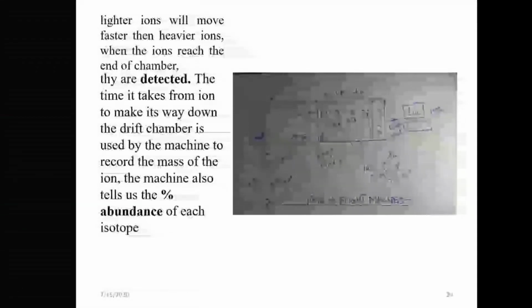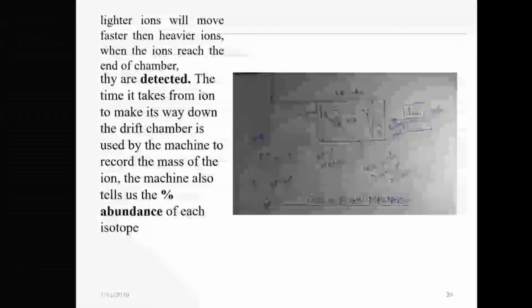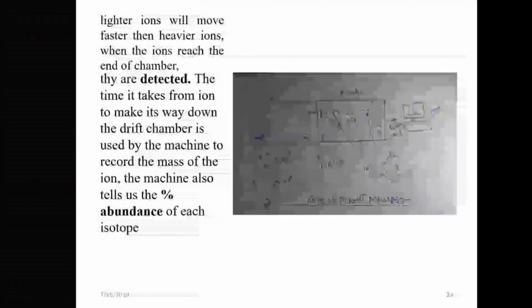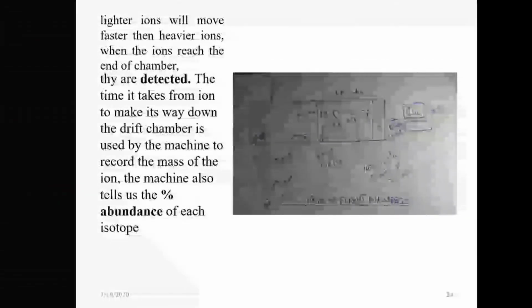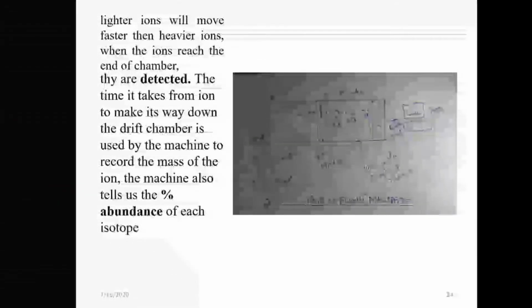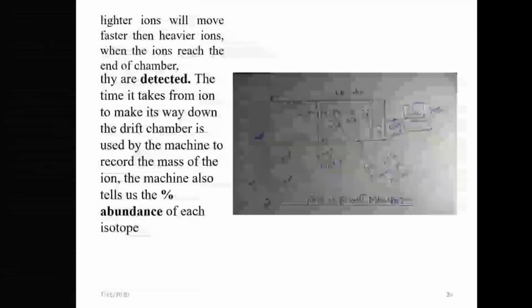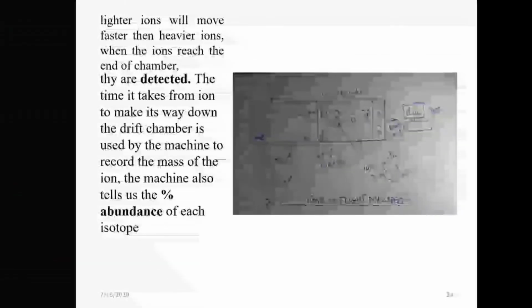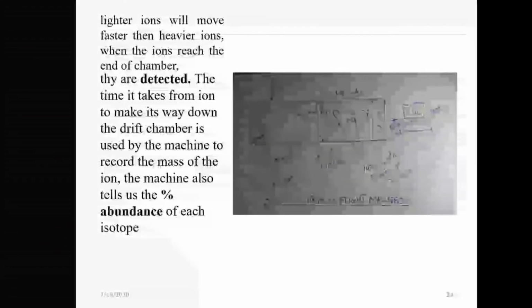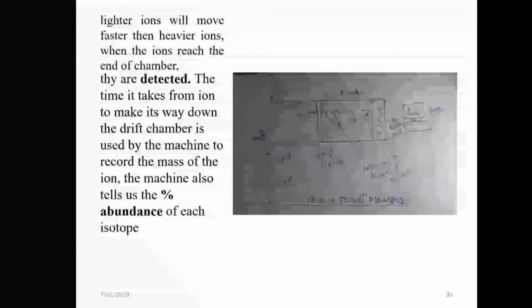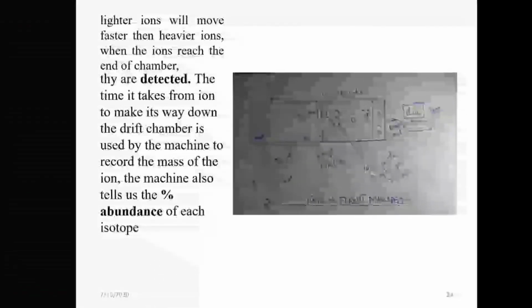And from these plates, they will pass into the ion drift chamber where they are going to be detected according to their different masses, that is, the different sizes they have. The lighter ones will move faster and reach the detector as compared to the heavier ones. So this is the same text written on the left side. Lighter ions will move faster than the heavier ions.